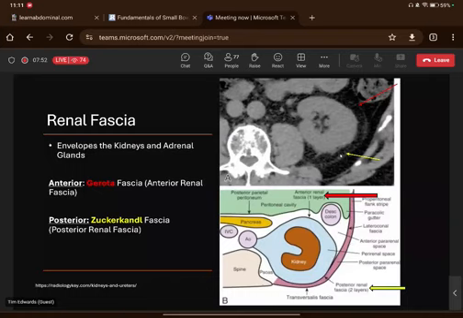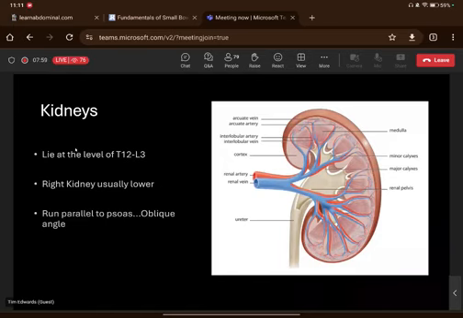So moving on to the kidneys. As I'm sure you're all aware, the kidneys lie approximately at the level between T12 and L3. The right side usually lies lower, secondary to its boundary with the liver. And they run parallel to the psoas at an oblique angle.